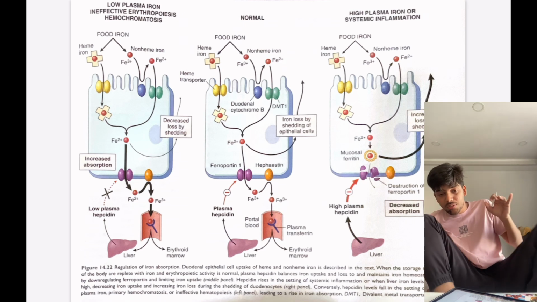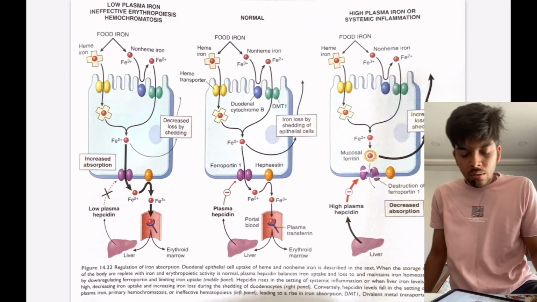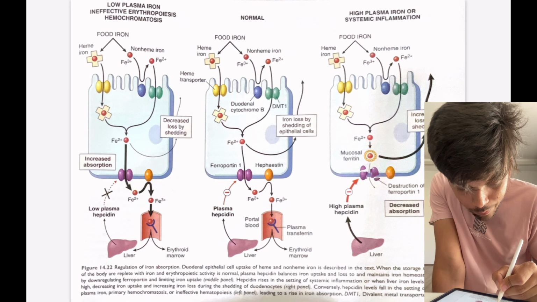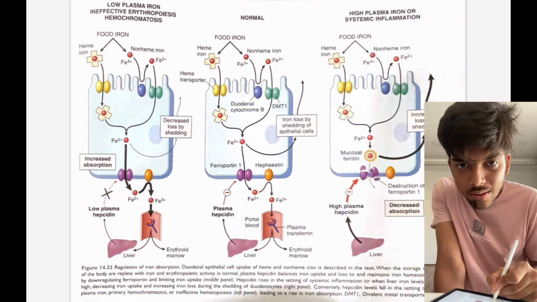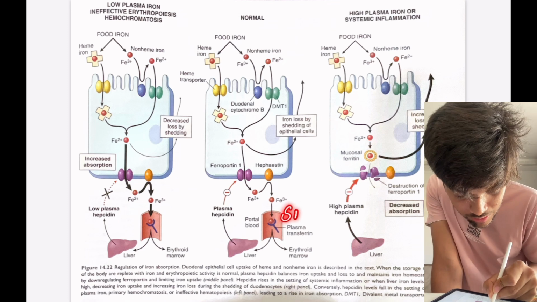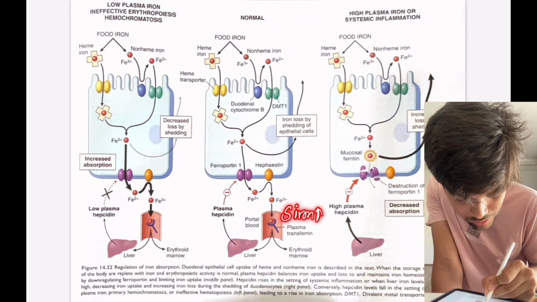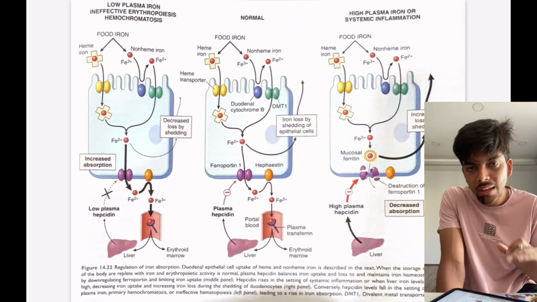See, this is what happens. So let's say the amount of iron in the blood increases. Serum iron level increases.